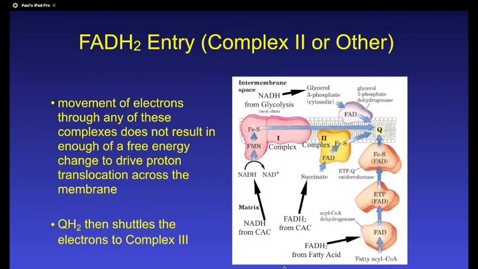All right. Now, I've got, at this point in time, a lot of QH2 and high concentration, because I've been making it from complex 1 and from complex 2. I get lots of QH2 just roaming around in the membrane itself. All right? The next place that QH2 will give its electrons is to complex 3.